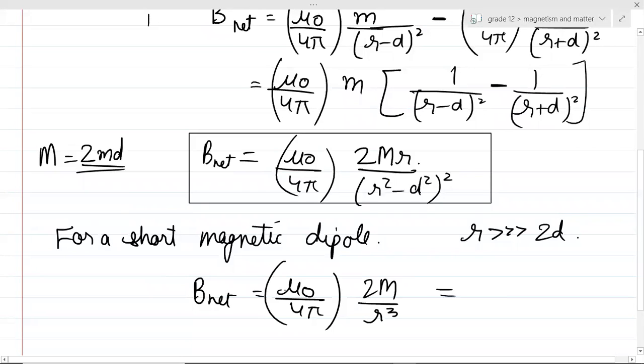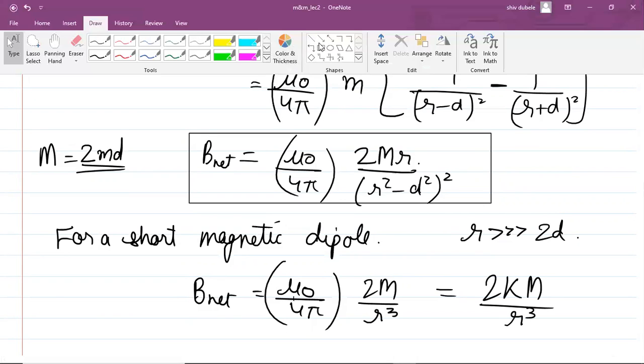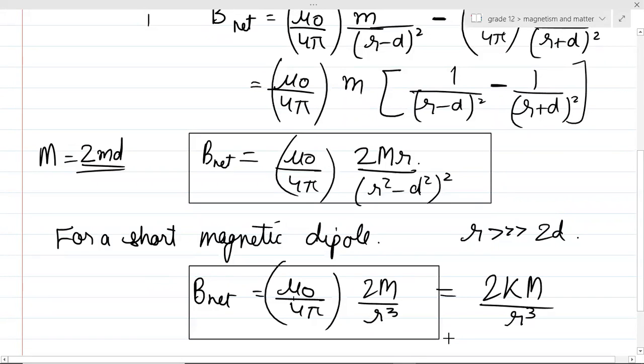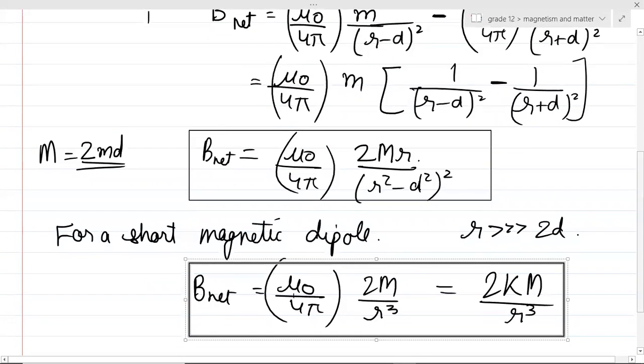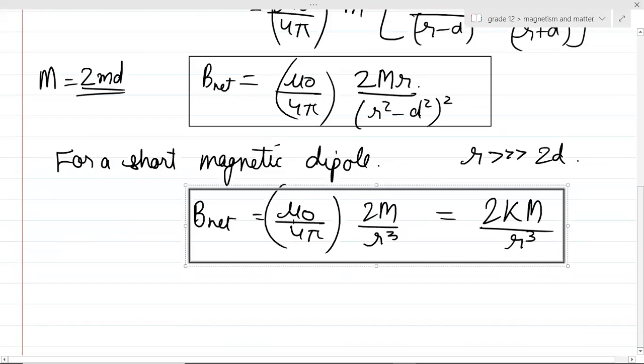Or if you don't want to write mu naught by 4 pi, you can write it as twice of k, if you remember, k is the constant, by r cube. Do you remember? Can you see? The same formula was there for electric dipole as well, 2kp by r cube. Yes, sir. So the same formula is there for a small bar magnet as well. Is this clear? I'm just quickly going through it.